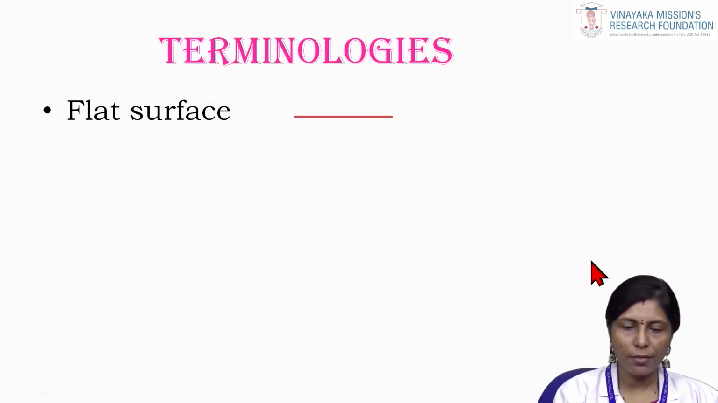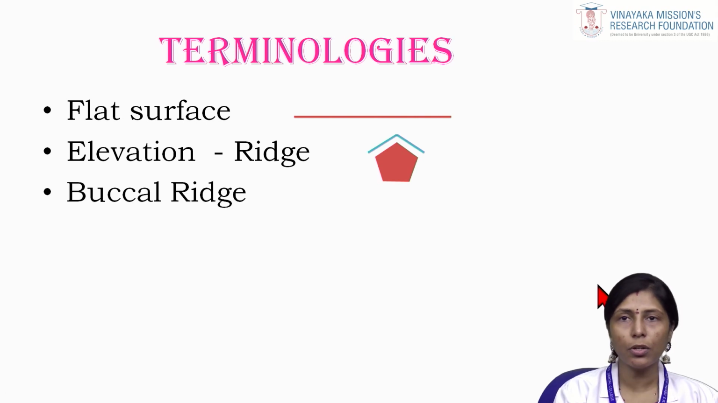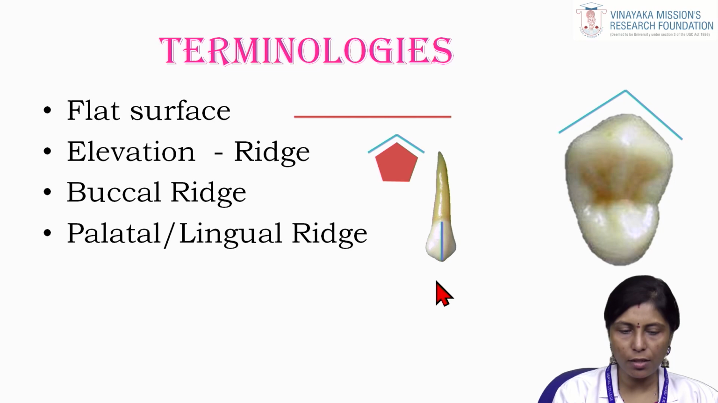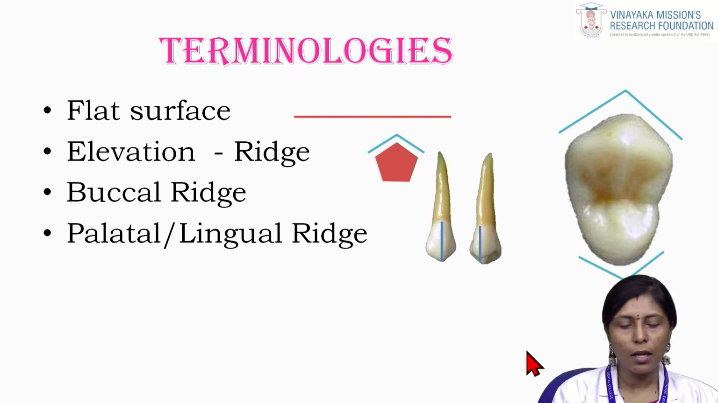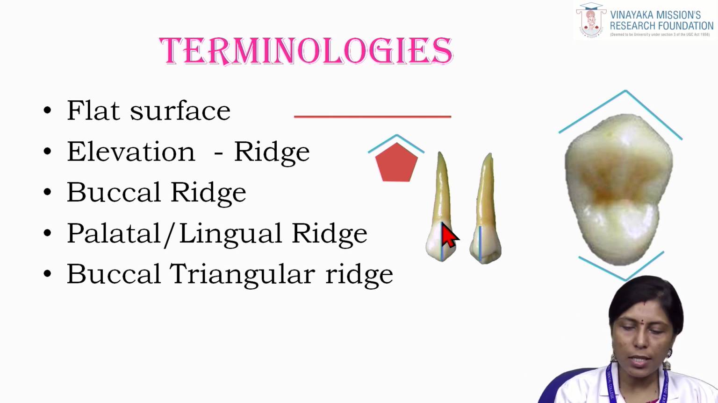Next, coming to terminologies, I have already said flat surface. Okay. When there is an elevation, you call it as ridge. A linear elevation on the surface of the tooth, you call it as ridge. So based on the region where the linear elevation is present, you call it as buccal ridge or palatal ridge. If it is going to be on the buccal surface, you call it as buccal ridge. If it is going to be on the lingual surface, you call it as lingual ridge. There are something called as triangular ridges. So this is a linear elevation on the buccal aspect, buccal ridge. Linear elevation on the palatal aspect, you call it as palatal ridge.